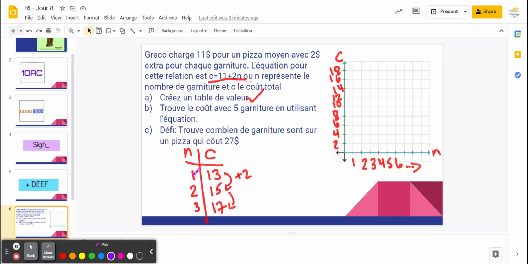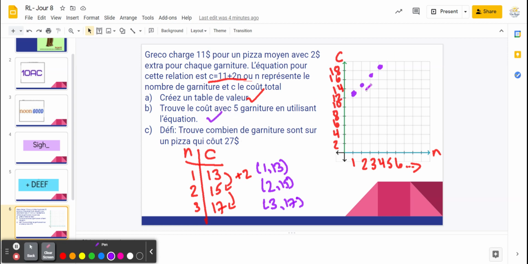So let's start graphing. So when I have one topping, it's $13. So the point 1, 13 is where I'll make my first dot. Then the next one will be 2, 15. That's here. Then my next one will be 3, 17, and that's right here. And I could definitely just keep going with this. And I see that it forms a line, so that's good.